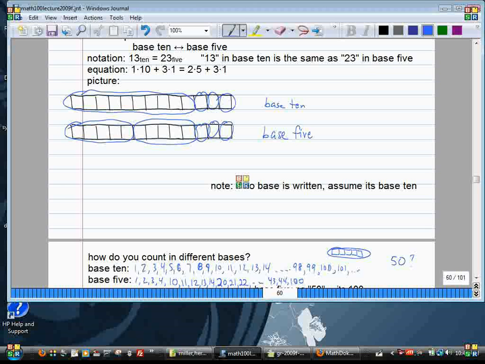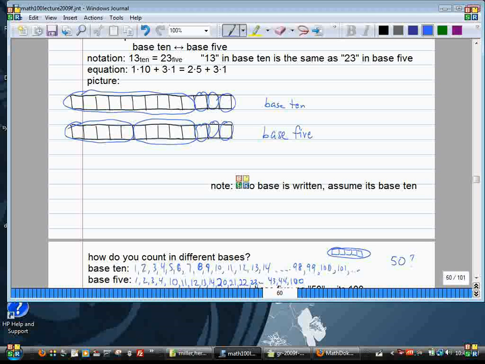Remember, all these numbers have been written in base 5. So the thing you have to figure out is, what does that number actually mean? For example, in base 5, when you count to 23, is that the same 23 that we're used to? No. When you write 23 in base 5, what does that mean in base 10? It means 13.